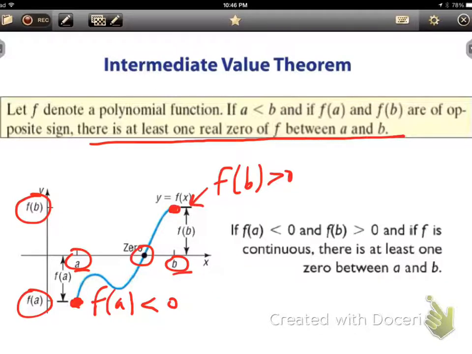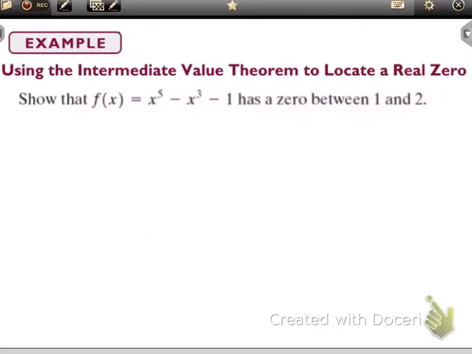So if you're looking on your calculator, I'm going to show you one example here. If you know you have opposite signs, then you know there's going to be a zero somewhere in between. So let's see how that works: using the intermediate value theorem to locate a real zero. A typical problem would be to show that this function has a zero between 1 and 2. How would you show that if you weren't able or allowed to use your calculator?